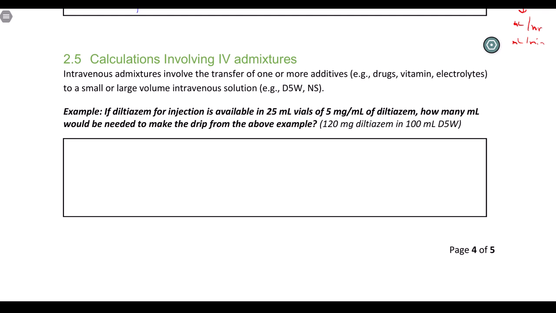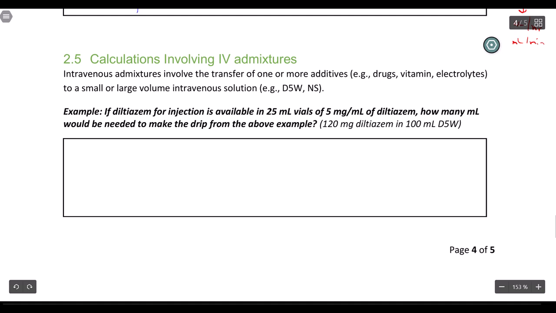All right, the next thing is calculations that involve IV admixtures. These are the same thing where I was saying you take a drug or an additive. Here you can see you can take a drug, a vitamin, electrolytes, sometimes minerals, multivitamins, and you're going to be putting them into an IV bag, right? A small or large IV bag. That's what we call an admixture. You're adding to the mixture almost. So not even knowing that, you can still answer the question over here. Let's look at this one.